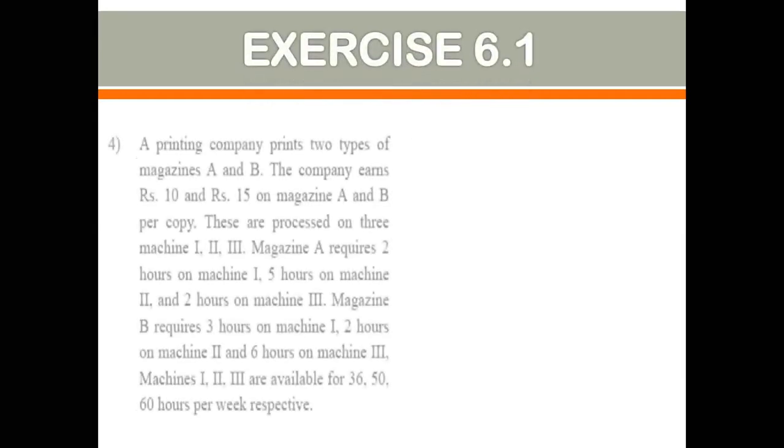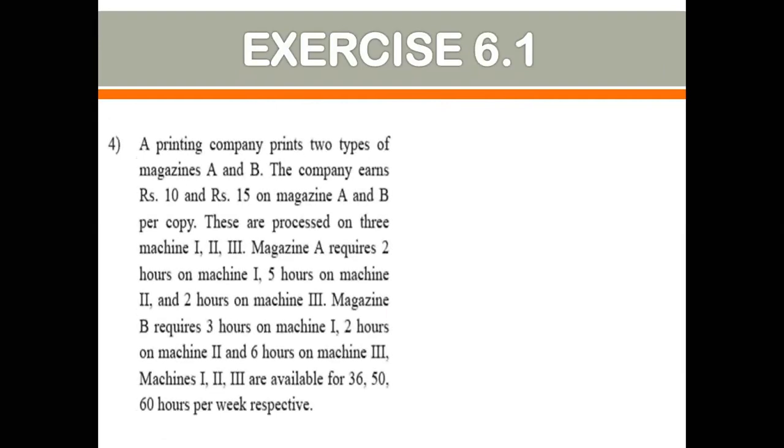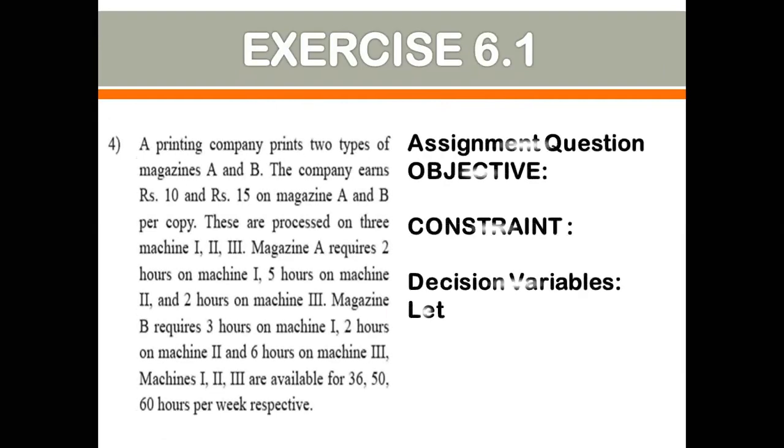Last but not the least, sum number 4. Again, the same thing: read the question, see whether the table will be there or not, because in the previous 2 assignment questions, the table is already given. So you have to read the question first and then see whether the table can be made or not.